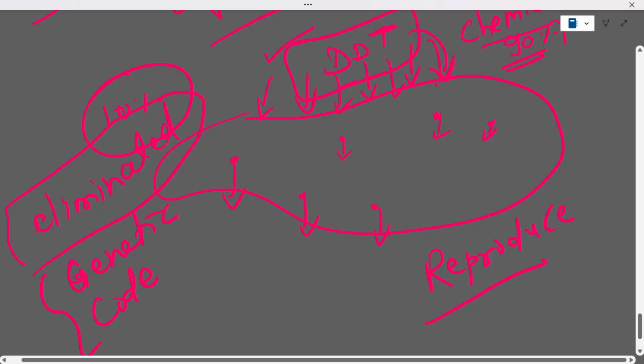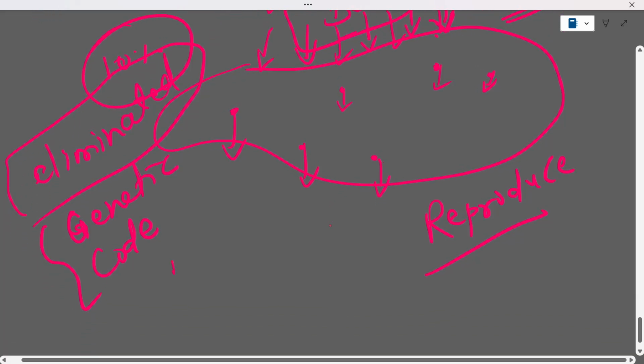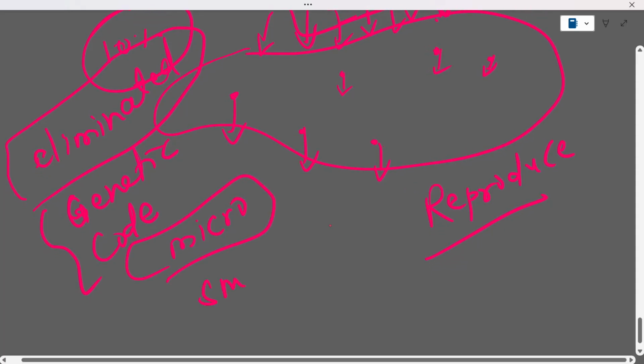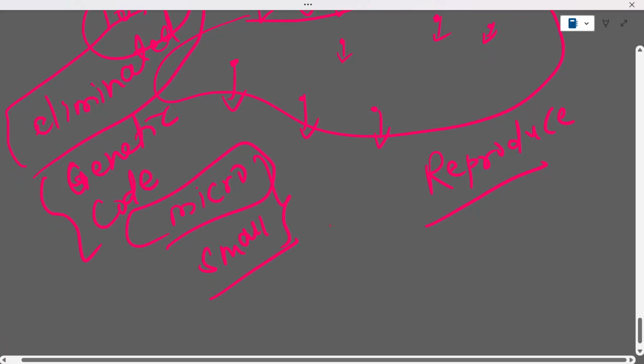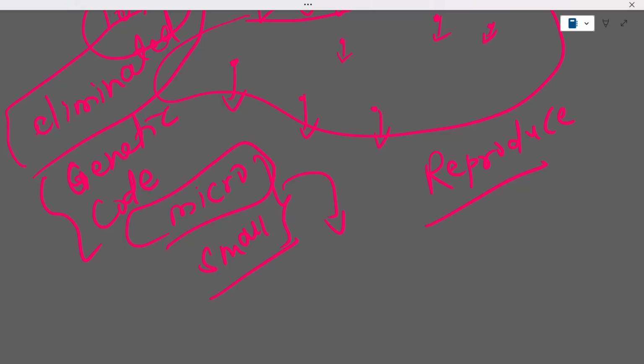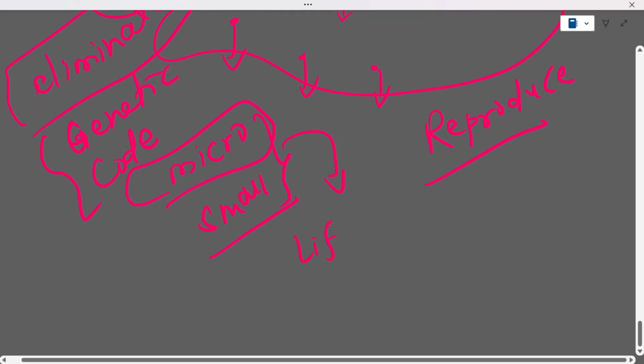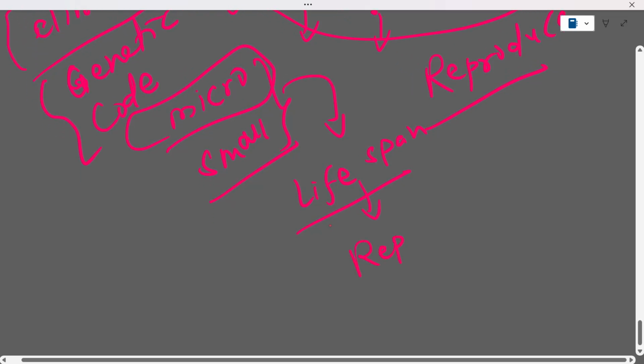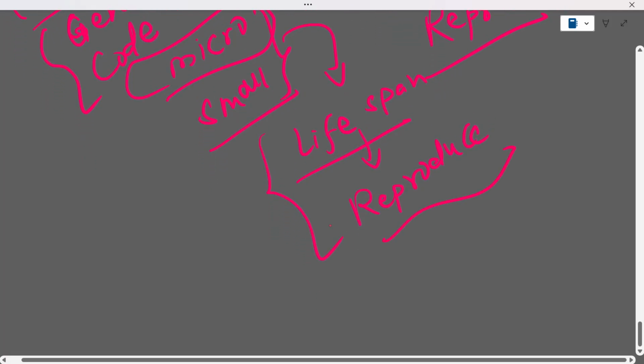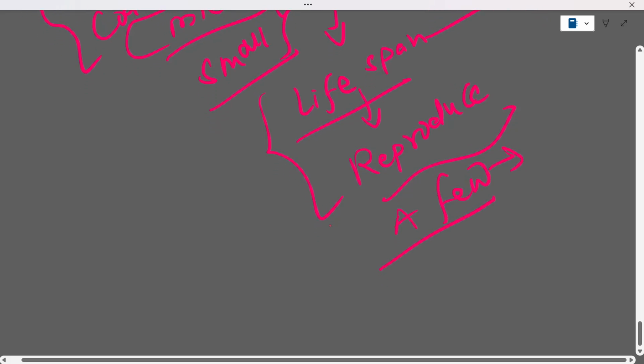And since housefly and any such species that comes in micro or small scale have a small lifespan, these individuals will reproduce in a faster way. So maybe in a few days they may produce 10 or 20 generations.